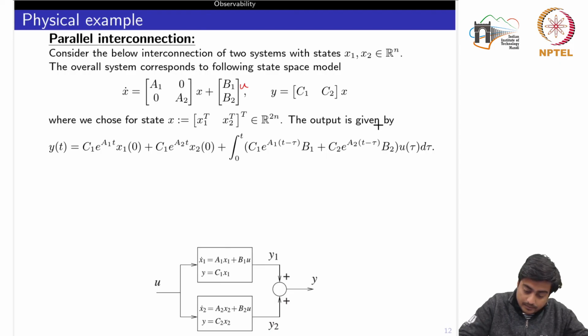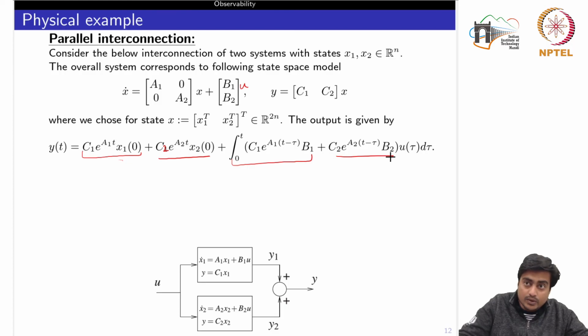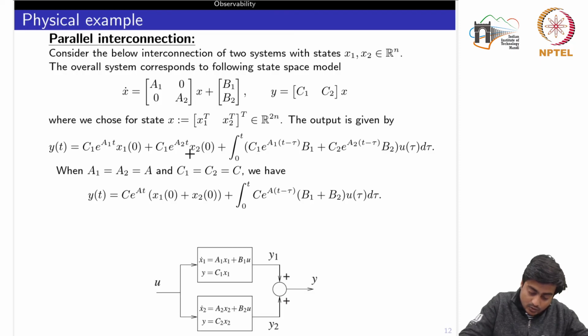So the output you can also write by computing y1, which would be the y1 of this system, and y2 of this system, and I can sum them up to compute y. You can write it as c1, this integral is y1, and this should be c2, so this and this would be your y2, right? Now suppose your c1 and c2 become equal to c, and a1 and a2 become equal to a, then this complete equation I can write as this one, okay.